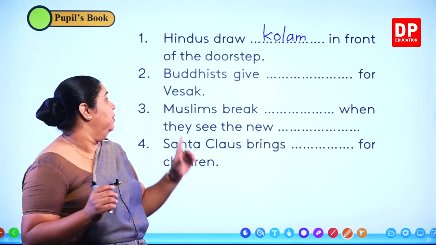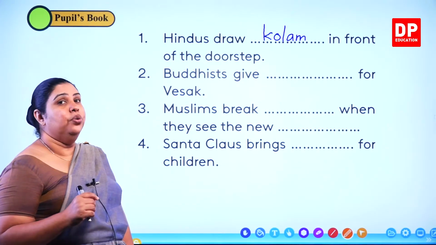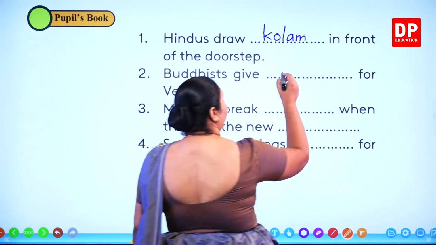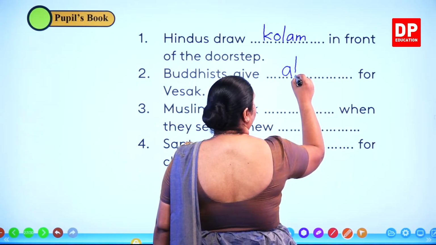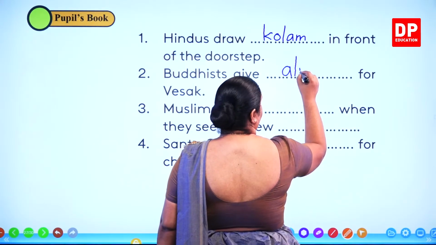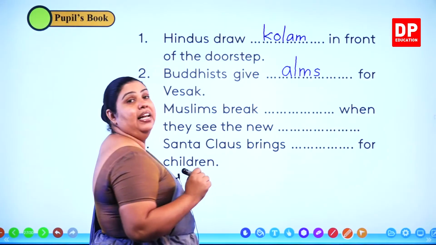Now don't mix it up. Buddhists give alms for Vesak. How do we write the word alms? I told you A and there is a L letter which is silent. A-L-M-S.